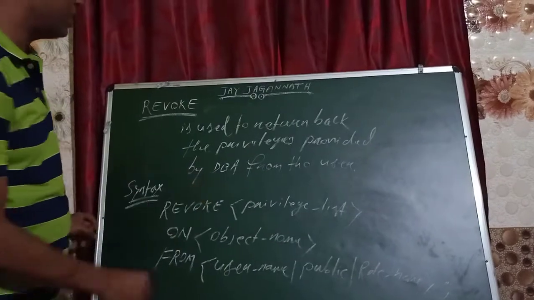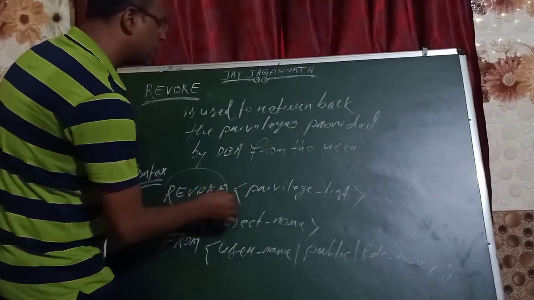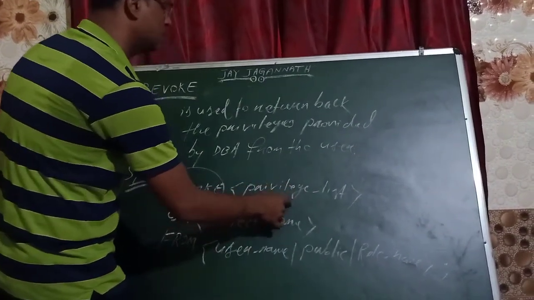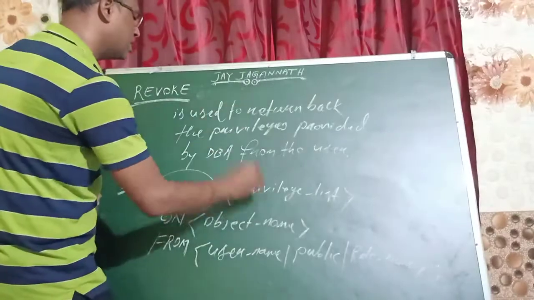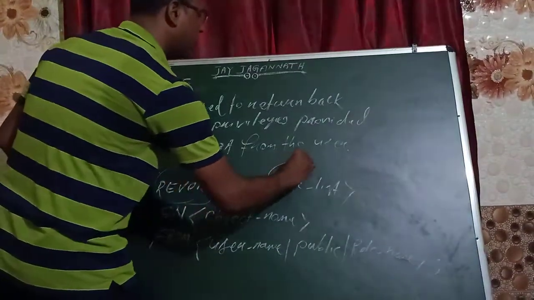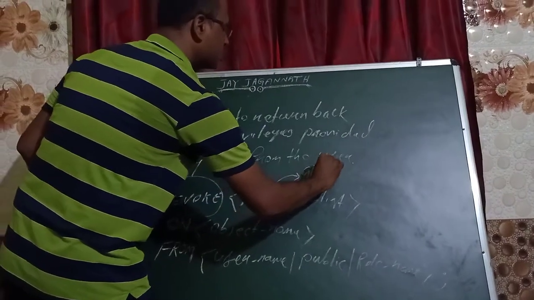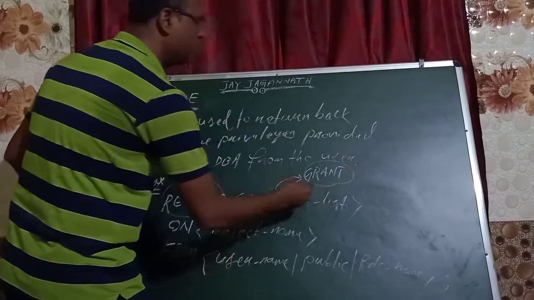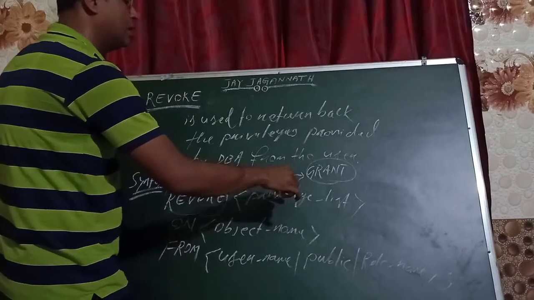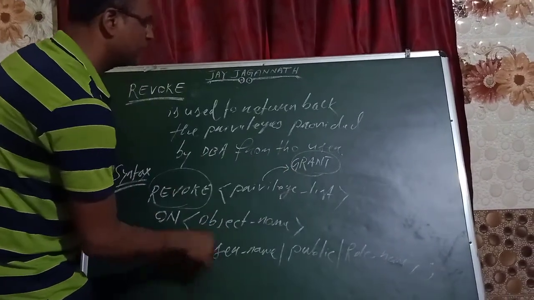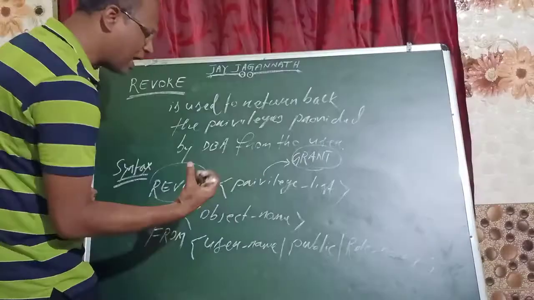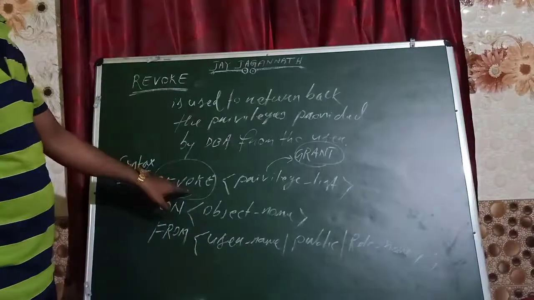Using the revoke command, the DBA can cancel the list of privileges which are provided to the users using the grant command. The list of privileges provided by the DBA using the grant command to the user will be returned back from the user using the revoke command.